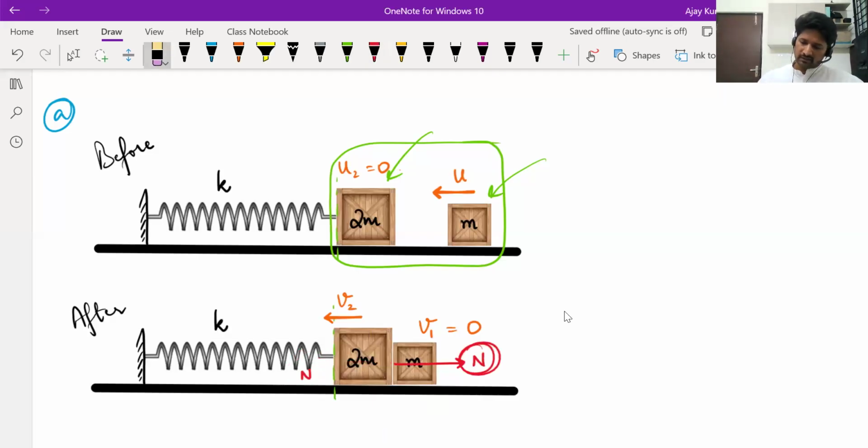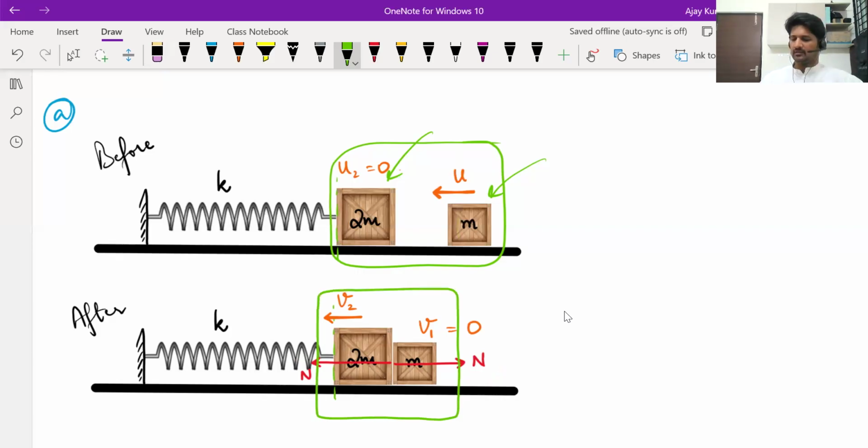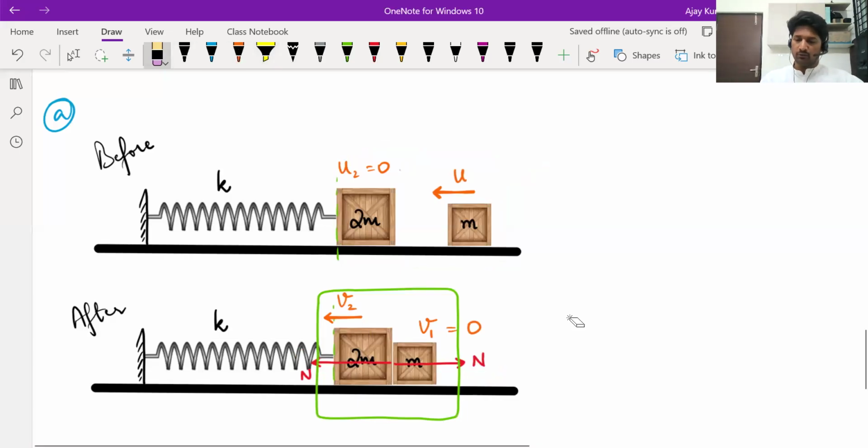But if you consider m and 2m together as a system, you all tell me, how much is the net force acting on this system as a whole? There's one normal force to the right, one normal force to the left. Then how much is the net force acting on it? Zero, sir. Okay. So it is the m and 2m system's momentum which will be conserved. This system will experience zero net force.